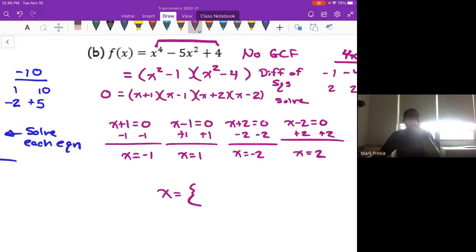List all my factors in ascending order. The -2 is the smallest, followed by -1, followed by +1, and then +2.